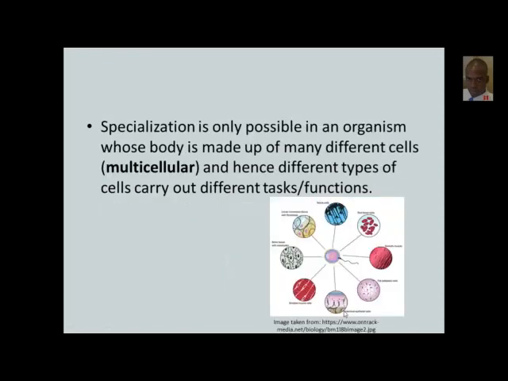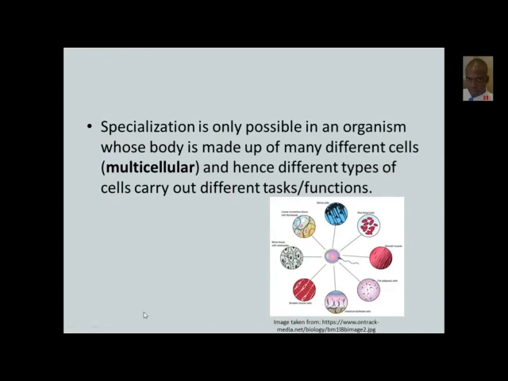Good. Just to note, specialization is only possible in an organism whose body is made up of many different cells. An organism that has many different cells, we call a multicellular organism. And I know that you would know what we mean by unicellular organism. Yes, you got it correct. It means one cell. So multicellular means many cells and unicellular means one cell.